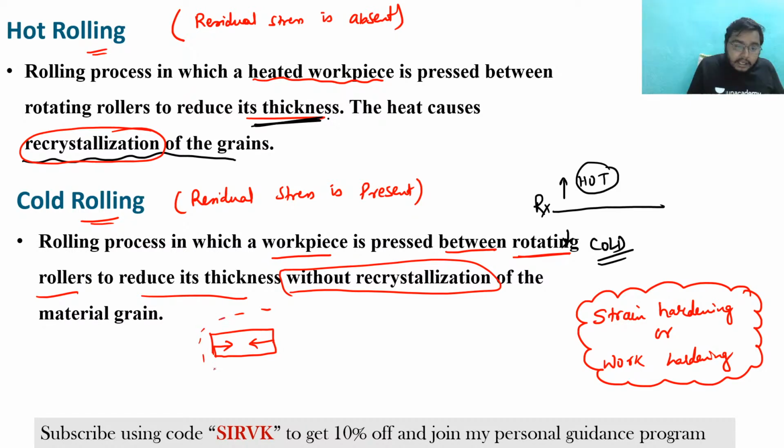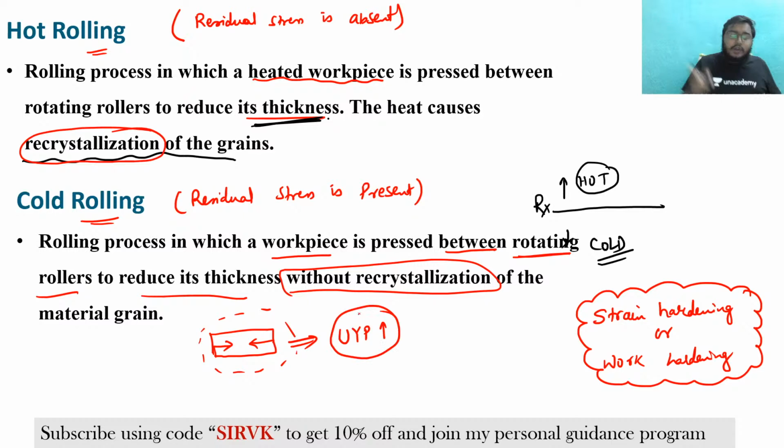Its upper yield point, does it get increased or not? Whenever the upper yield point of the material gets increased, can I say that the strength of the material gets increased? Yes or no? We have talked about that whenever we are going for strain hardening cases, the strength of the material is going to increase, and hardness is going to increase.